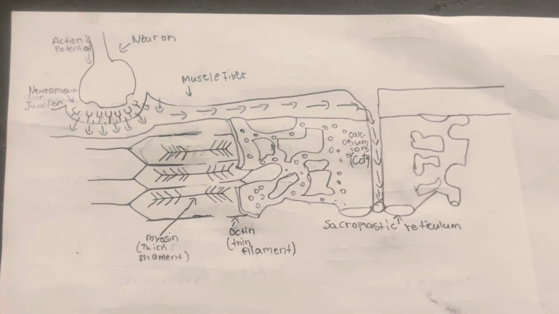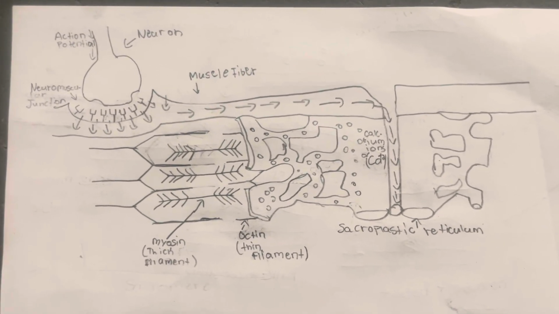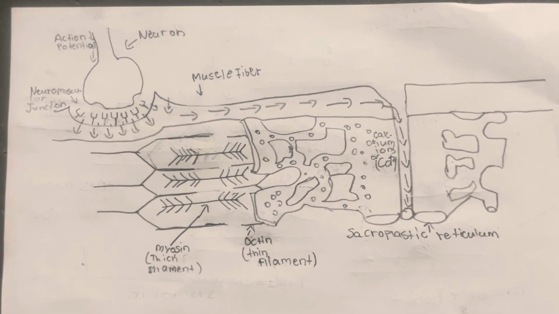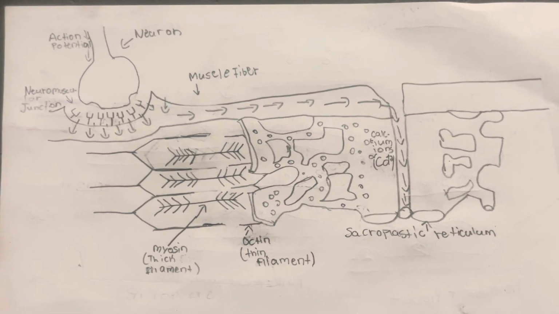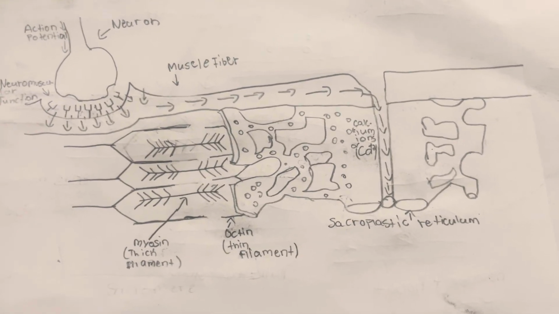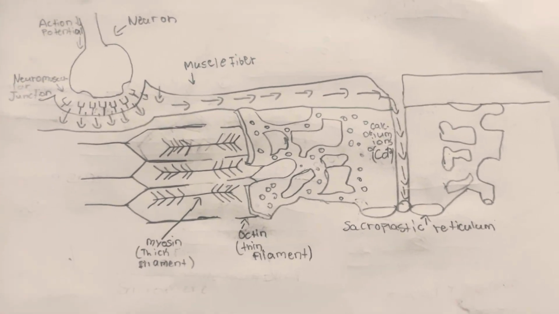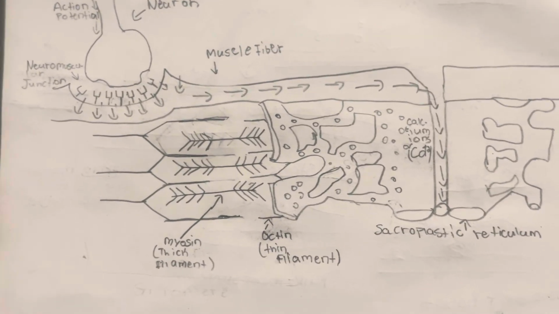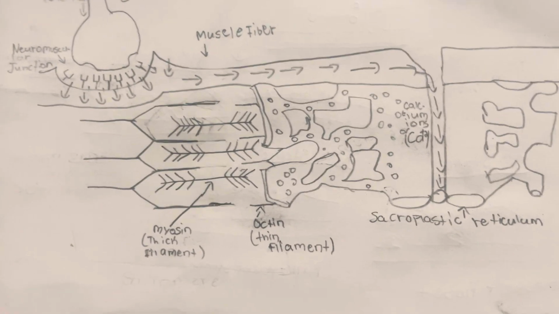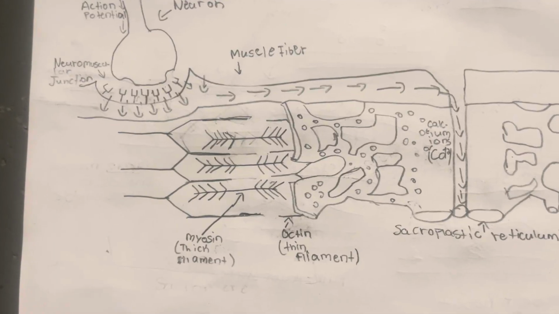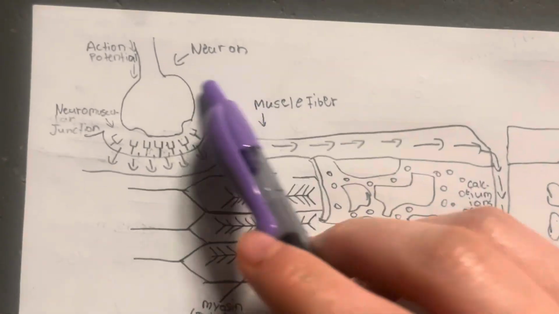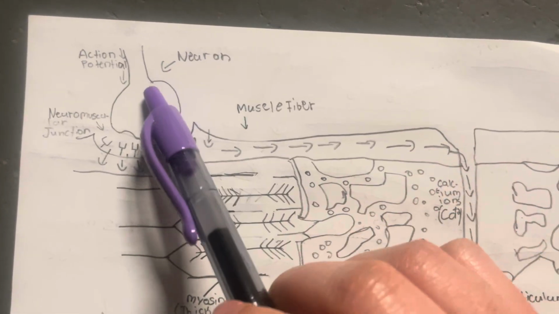So, let's say you want to grab a cup of hot chocolate. In order to grab that cup of hot chocolate, your muscle will need to contract, and that will make your arm move. So, it all starts with the brain sending a signal down through the spinal cord, out through a nerve, and making its way to a neuron, which is this right here, neuron.